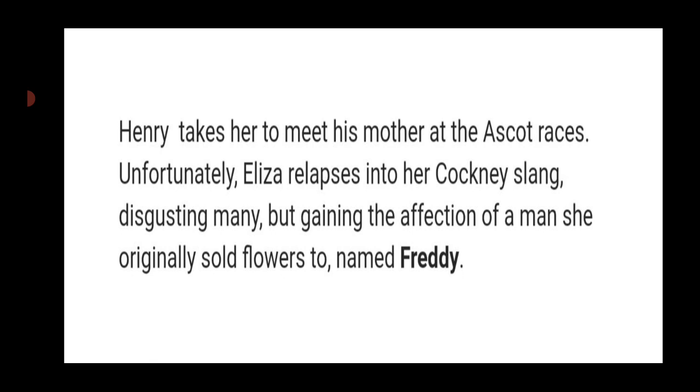Henry takes her to his mother's house at the Ascot races. Unfortunately, Eliza relapses. Now, what is happening over here in the whole story is that at this point of time, in the middle of the story, Professor Higgins is continuously training Eliza by insulting her, and also during those insults telling her important points on how to change her personality. He does not only teach her how to talk and how to behave, but also how to dress. And eventually, Eliza gathers a little bit of improvement.